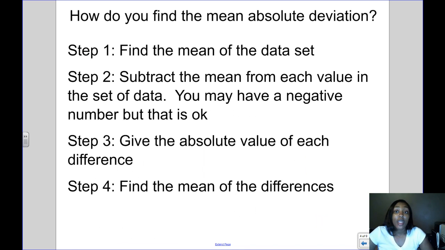So how do you find the mean absolute deviation? The first step is you have to find the mean of the data set, and we do know how to find the mean. Step 2, you're going to subtract the mean from each value in the set of data. You may have a negative number in your answer, but that's okay, because step 3, you're going to take the absolute value of each difference. And we know absolute value is distance, and we know distance can't be negative. So even if you end up with a negative number in step 2, in step 3, that number will become positive. And then step 4 is to find the mean of those differences.